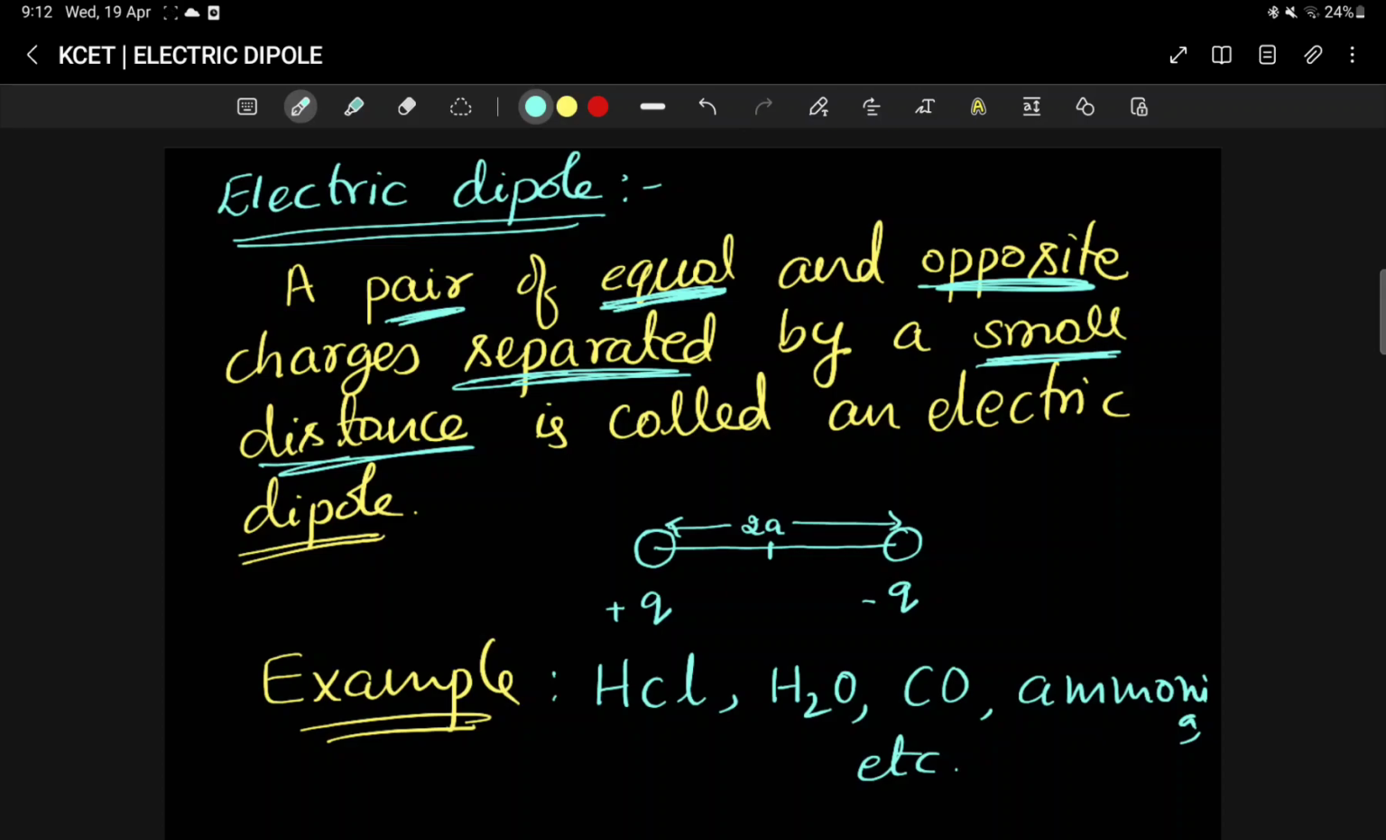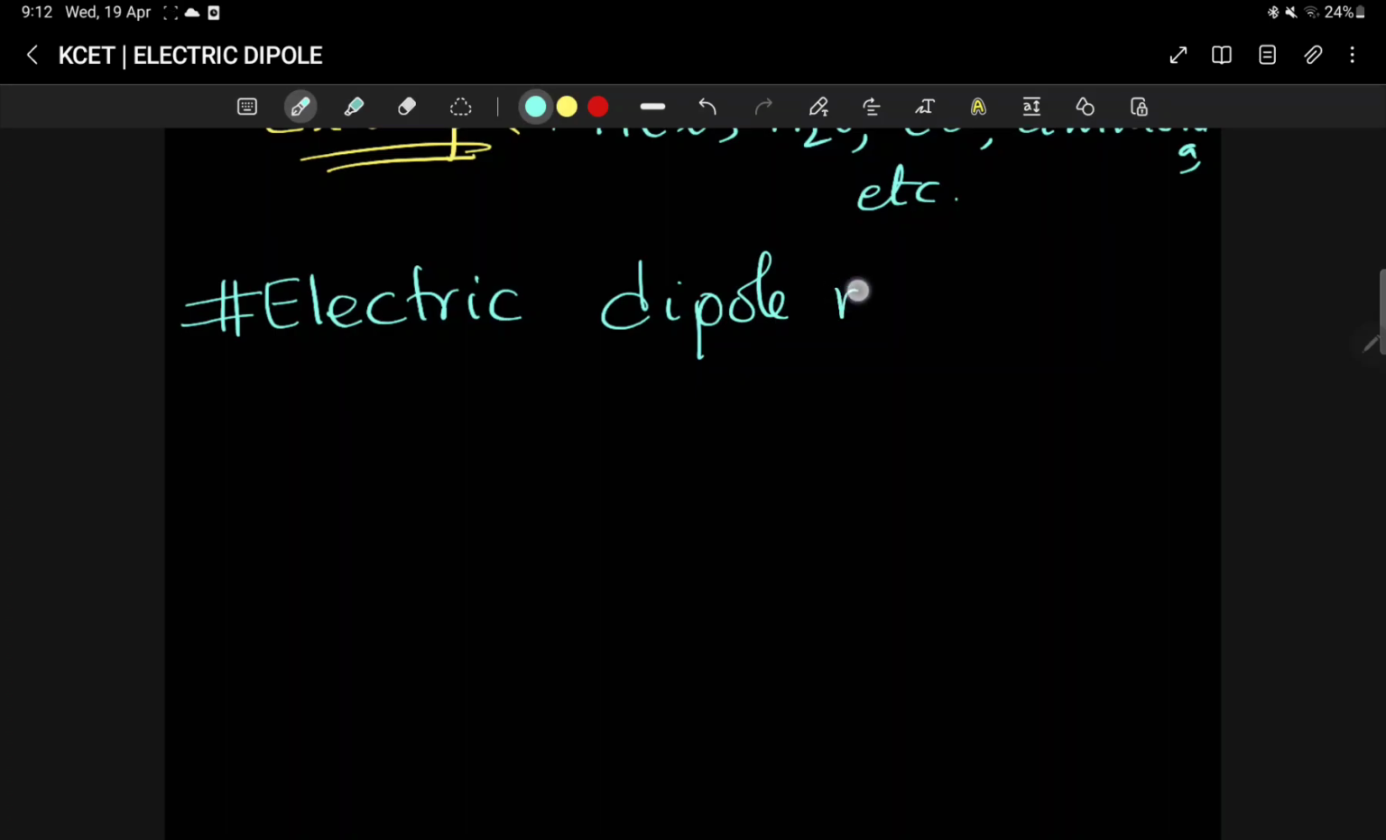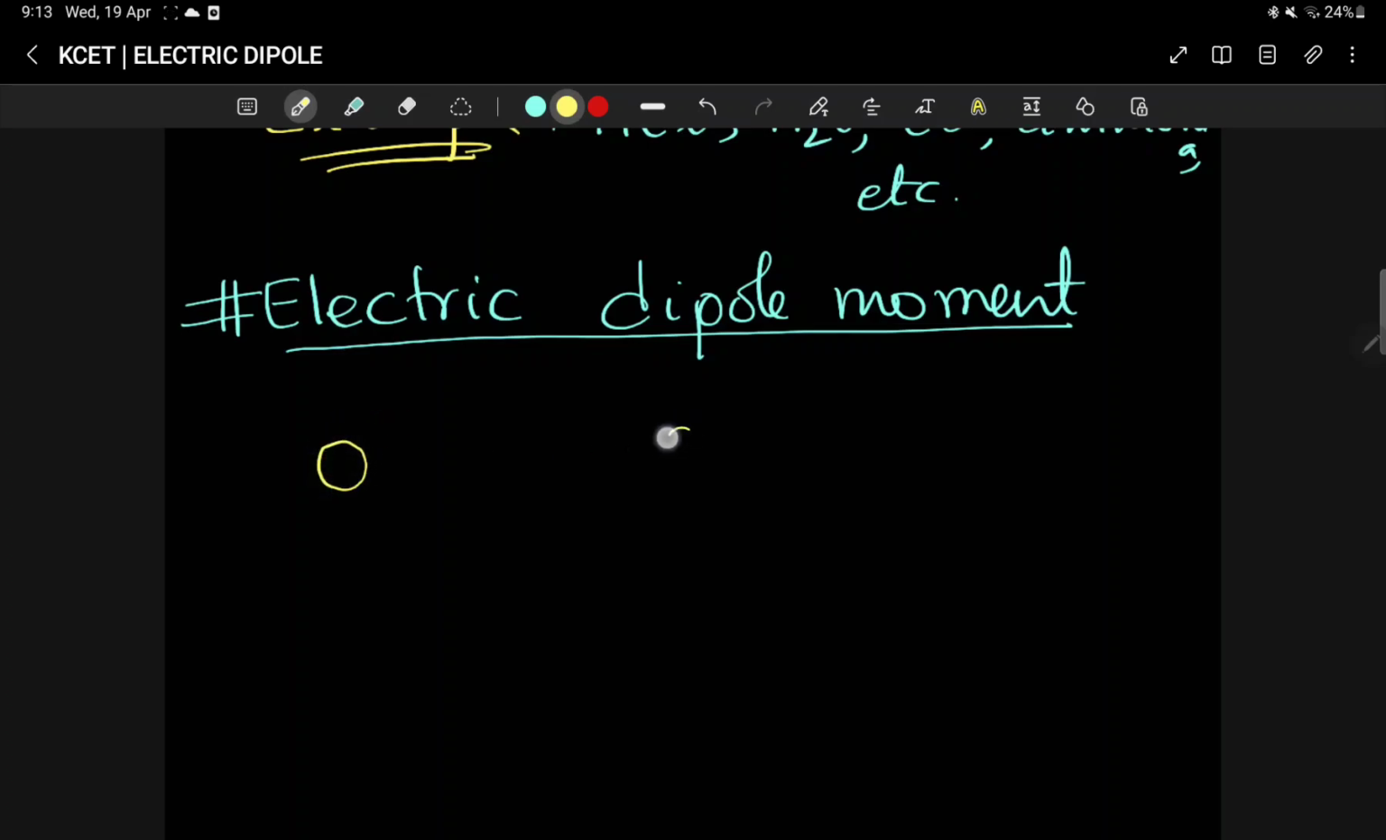Next, what is electric dipole moment? So here let me write electric dipole moment. Now let me define this electric dipole moment. Before that let me draw the diagram again. Two equal and opposite charges separated by small distance is called electric dipole. 2a is the distance between them.